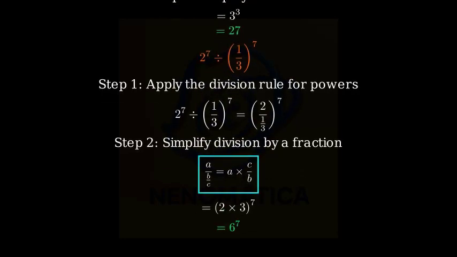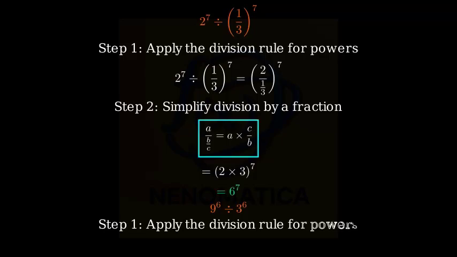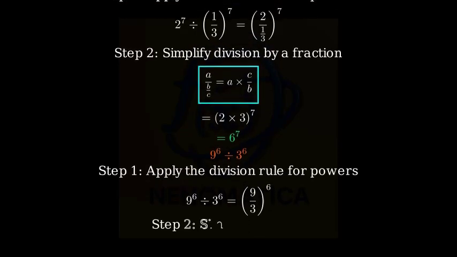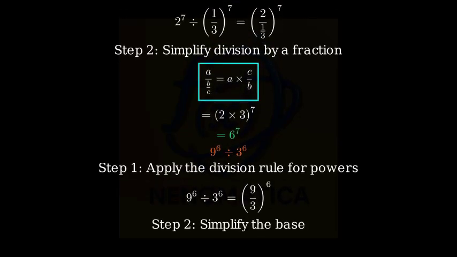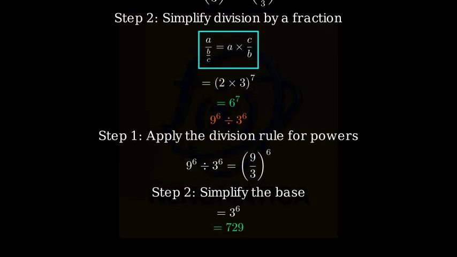For our third example, we need to compute 9 to the power 6 divided by 3 to the power 6. In step 1, we apply the division rule for powers again. We get 9 over 3, all raised to the power 6. In step 2, we simplify the fraction. 9 divided by 3 equals 3, so the answer is 3 to the power 6, which equals 729.